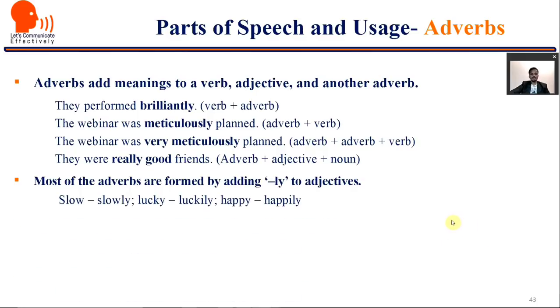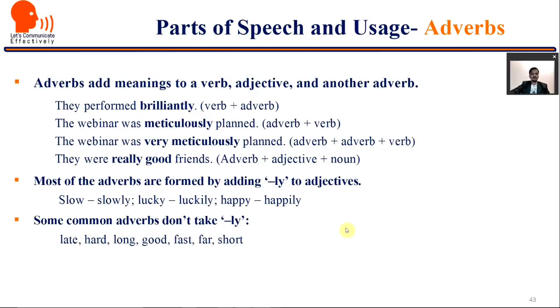Most of the adverbs are formed by adding ly to adjectives like slowly, luckily, happily and so on. You can even see the rule, let us say, when we are removing y and making an adverb, then we add i and ly to that particular adjective. That's why it is luckily and happily. Some common adverbs don't take ly. Those common adverbs are late, hard, long, good, fast, far, short. So the adverbs are not lately, hardly, longly and so on.